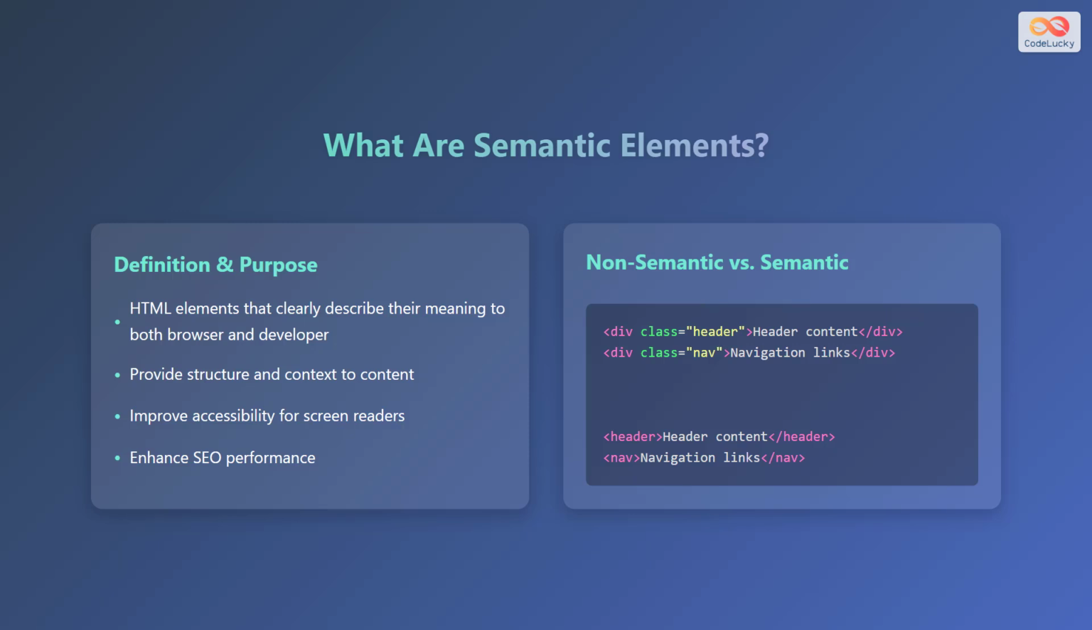Let's compare non-semantic versus semantic code. On the left, we have non-semantic elements like a div tag with the class header and a div tag with the class nav. On the right, we have semantic alternatives using header and nav tags. Semantic elements offer a clearer, more descriptive approach, which results in better readability and maintainability of the code.